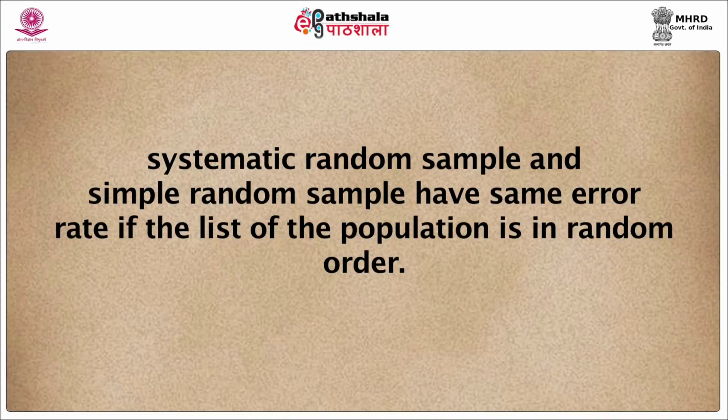In other words, the population must be listed in a random order and every element must be chosen from the sequence framed as above. One of the most widely used random sampling methods, systematic random sampling and simple random sampling have some error rate if the list of population is in random order.